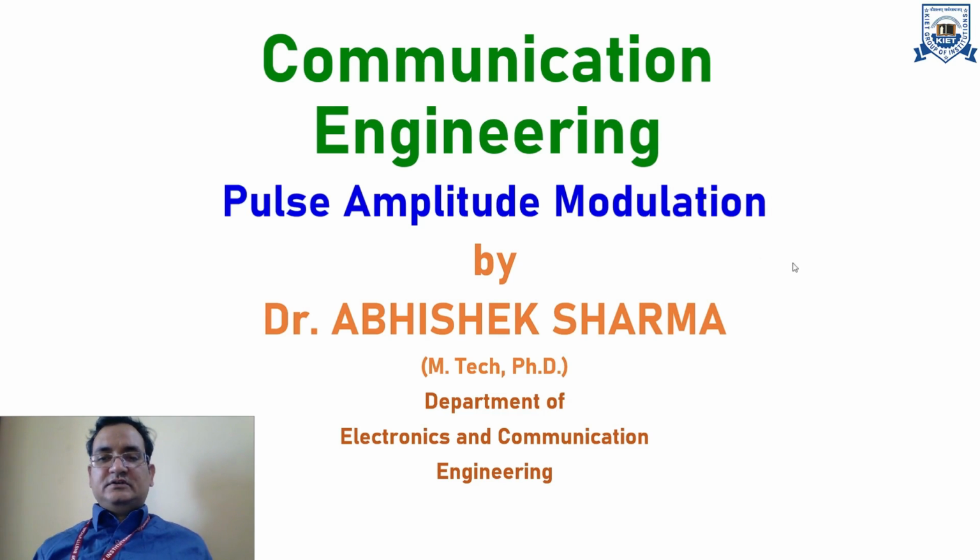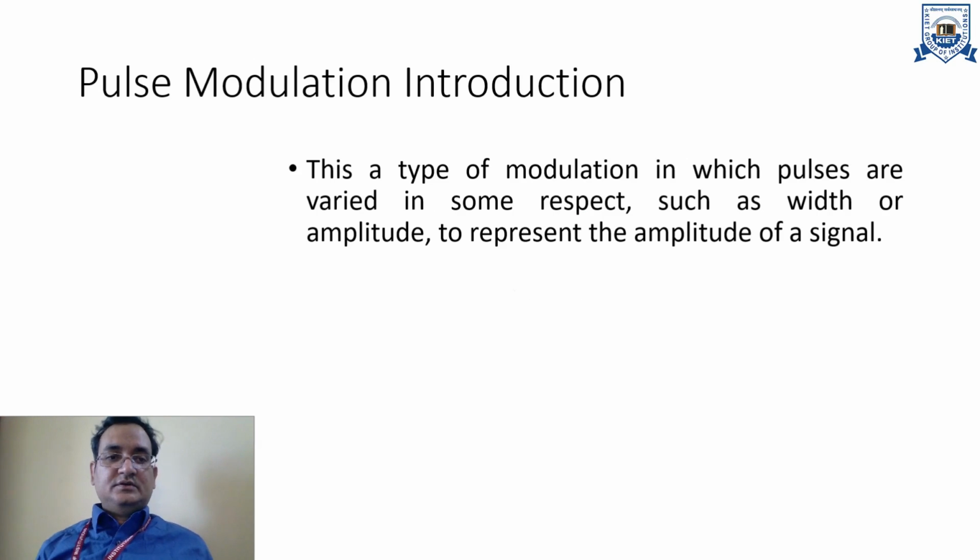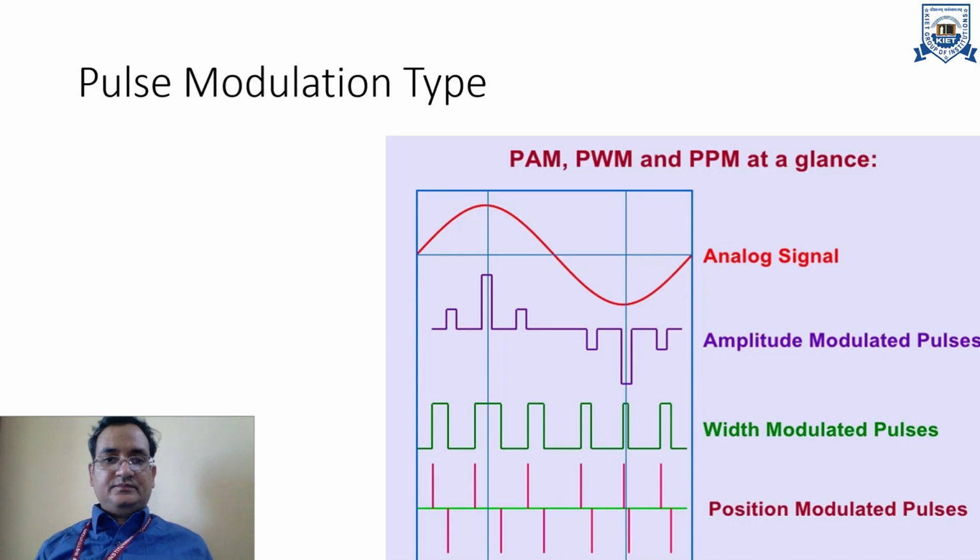In this video, I will discuss pulse amplitude modulation. So let us start. Pulse amplitude modulation is a type of pulse modulation in which pulses are varied in some respect, such as width or amplitude. As we are considering pulse amplitude modulation in this video, that means the amplitude of the pulse train is varying with respect to the message signal.